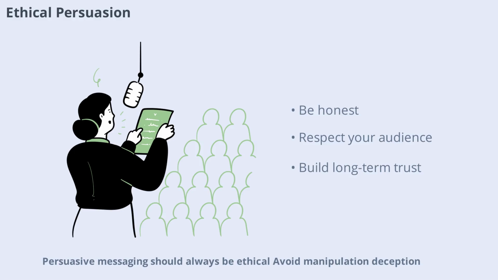Persuasive messaging should always be ethical. Avoid manipulation, deception, or pressure tactics. Focus on honesty, transparency, and respect for your audience. Ethical persuasion builds long-term trust and positive relationships, making your messages more effective in the long run.